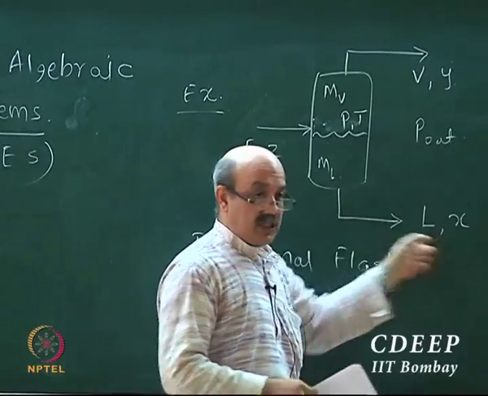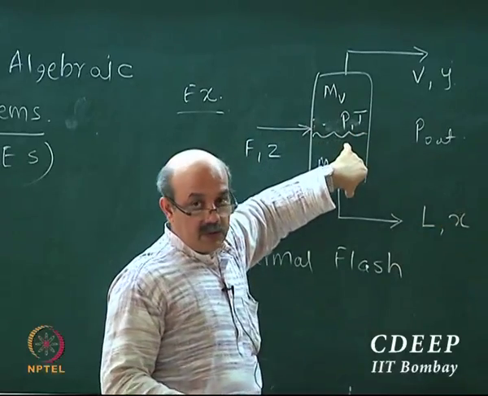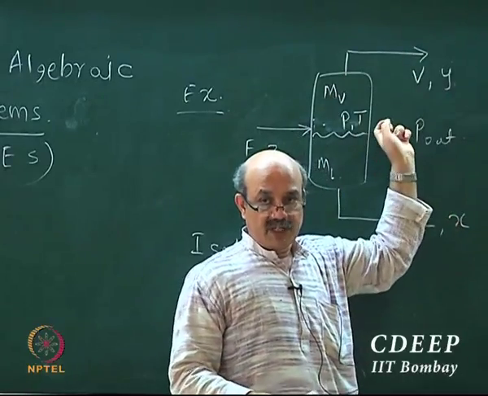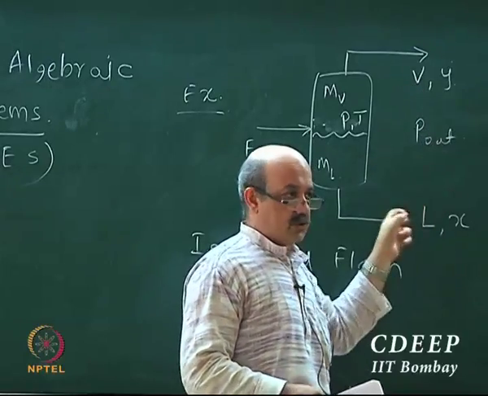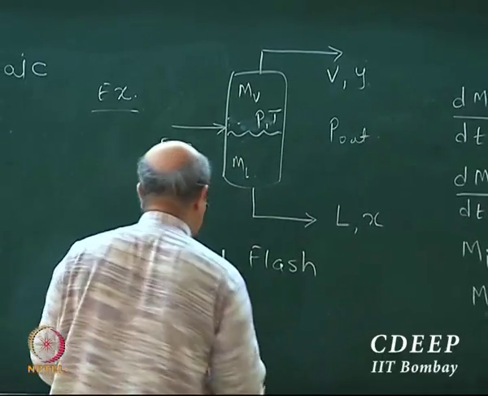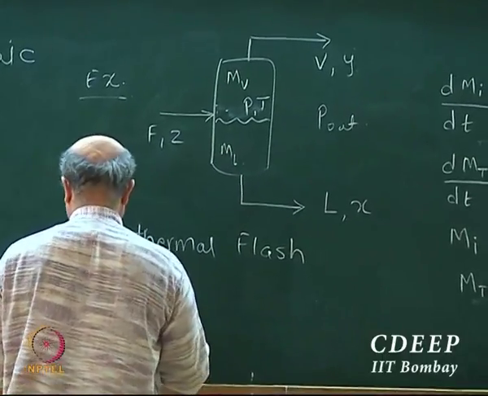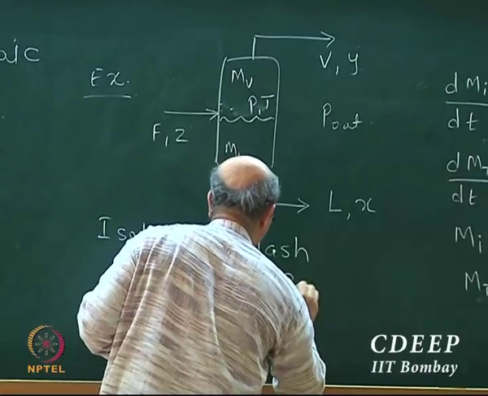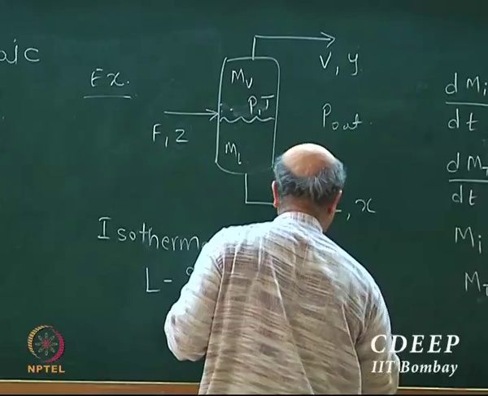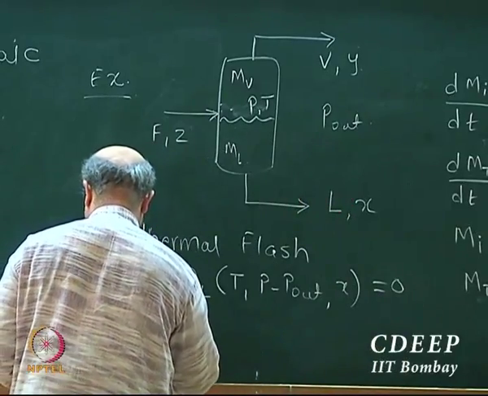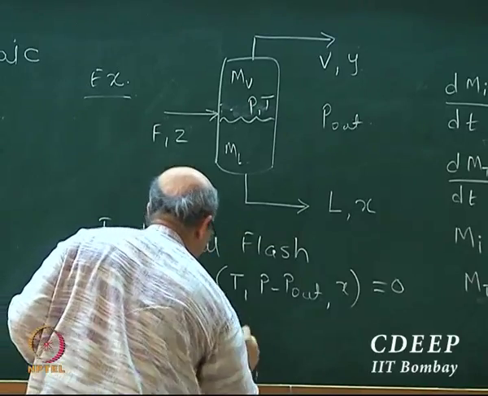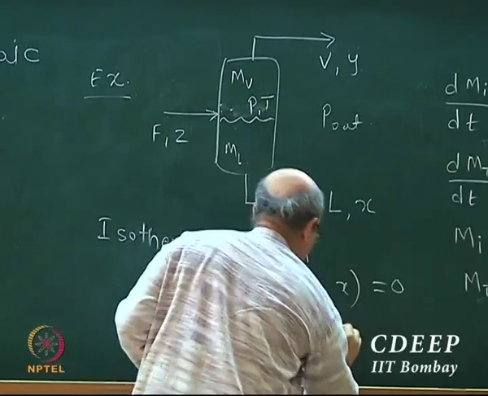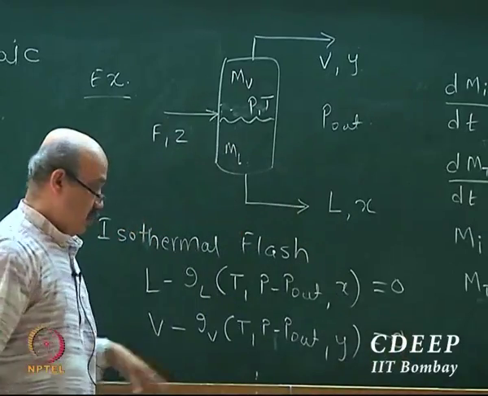You have to write an equation for the liquid flow out. Liquid flow out will be a function of the mass here if it is a gravity kind of flow, and vapor flow out will be a function of pressure in minus pressure out. Here also it will be a function of pressure in minus pressure out. So I am just writing a general equation here. These are the two flow equations.